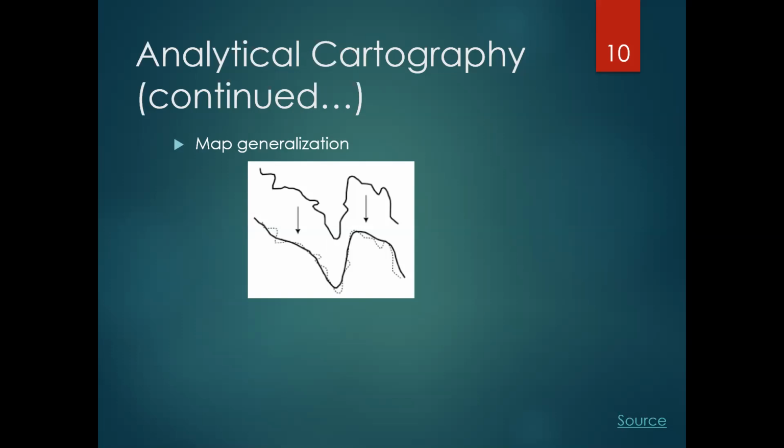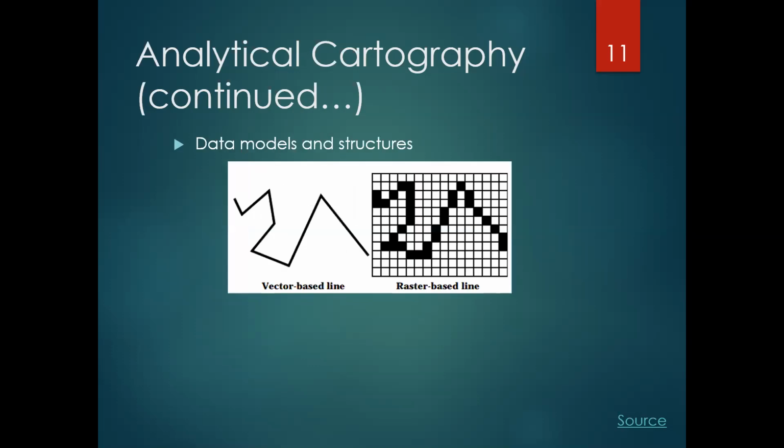But when you're trying to show the same river at state level or even national level, obviously it's not necessary and there is no space for you to show so many details. So we do map generalization to have another linear feature representing the same river, but with fewer details. It's good enough, right? So map generalization.